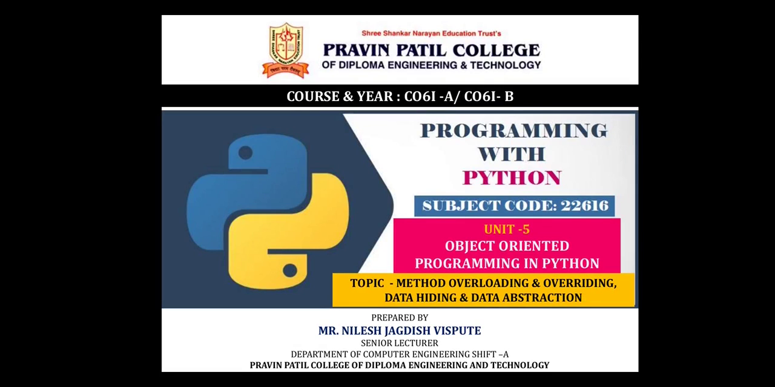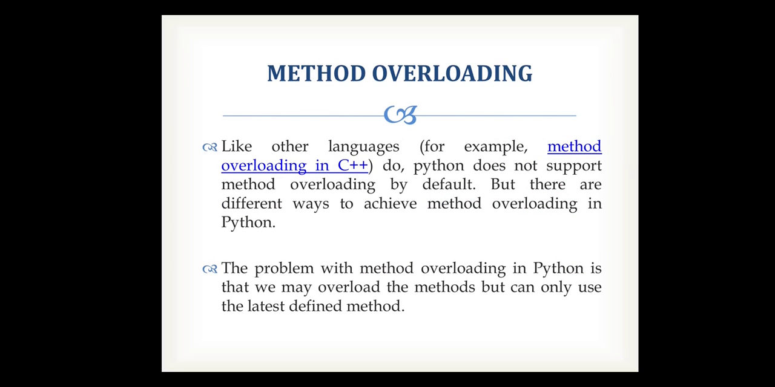Dear students, today we are going to learn the second part of our fifth unit of programming with Python, that is object oriented programming in Python. Our today's topic is method overloading and overriding, plus data hiding and data abstraction. So we'll start. What is method overloading?